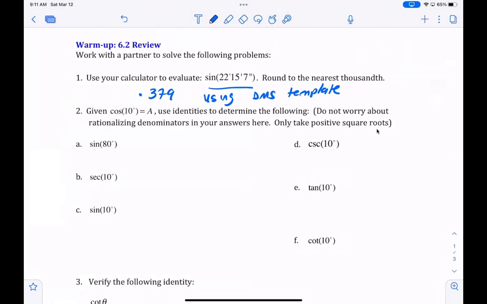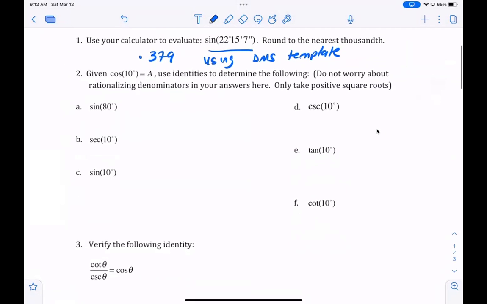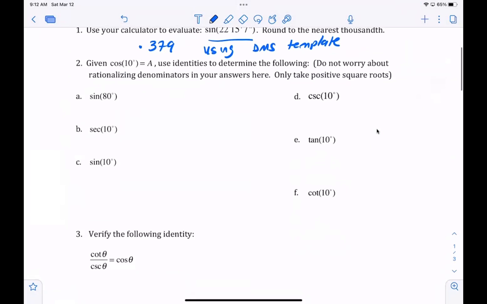Problem 2 is one where we're going to use trig identities to evaluate trig functions without knowing the actual value, which is going to be in terms of some constant that's given. So here we're told that cosine of 10 degrees is A. We don't know what A is, but using that information, we can find out other trig ratios. So the letter A asks us to find out what sine of 80 is.